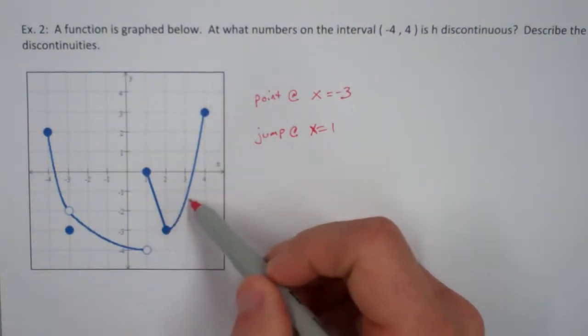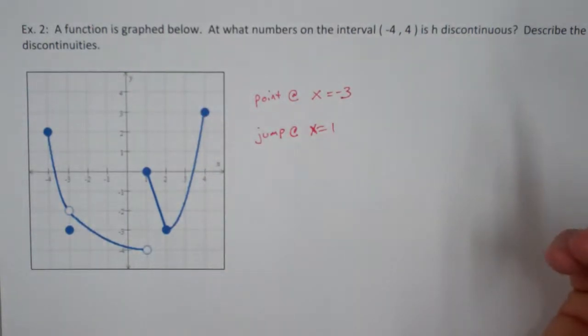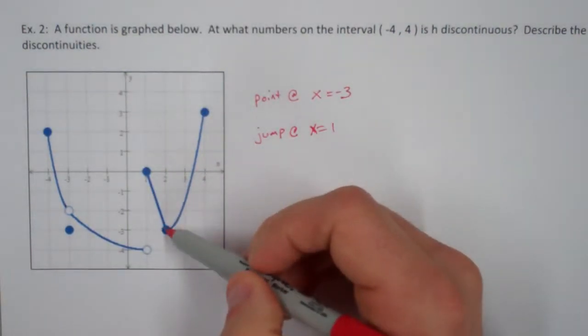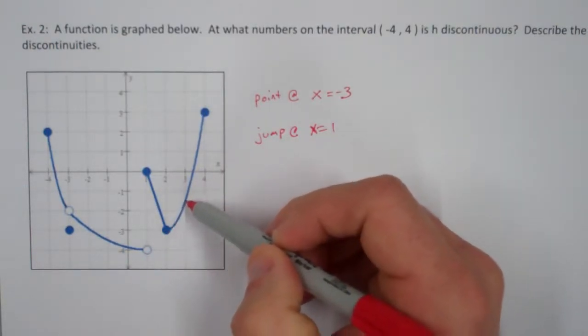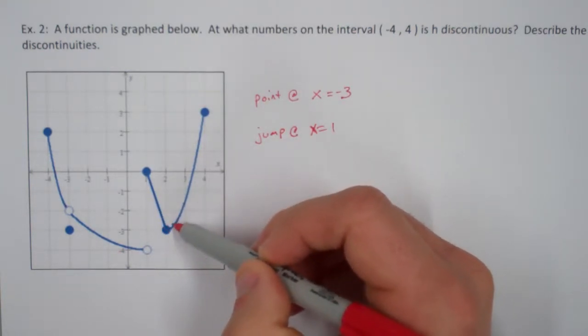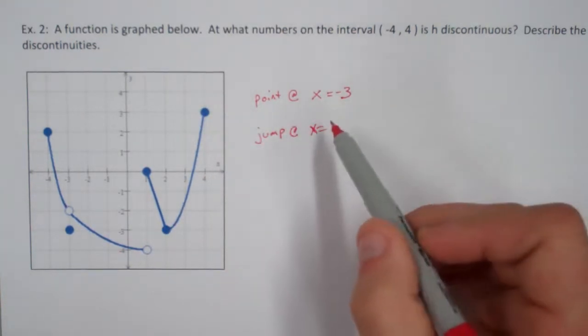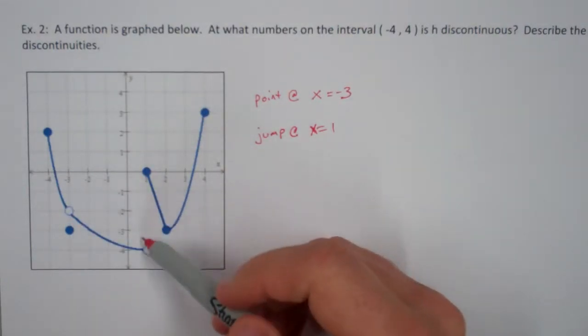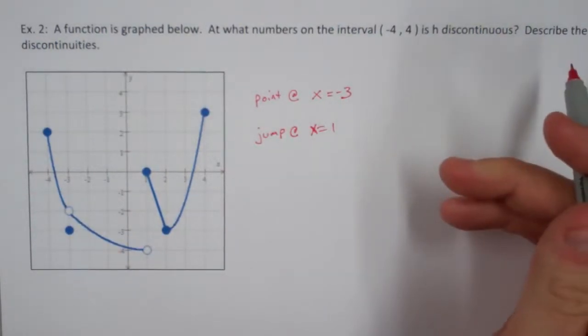As we continue this graph, we don't see any other types of discontinuity. Even though this has a little bit of a sharp edge on it here, a sharp turn, the function is defined at all of these points, and these points actually form a continuous part of the graph. So the only two values are -3 and 1. There is no infinite discontinuity for this one.